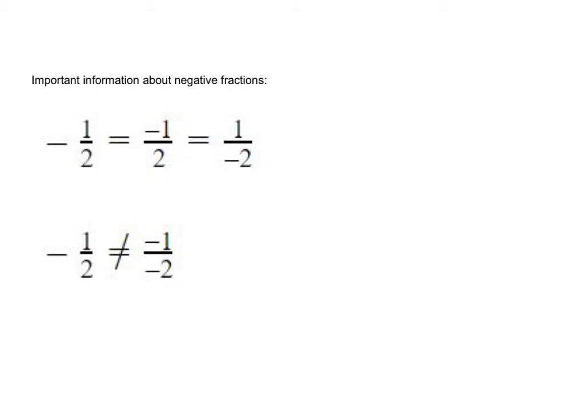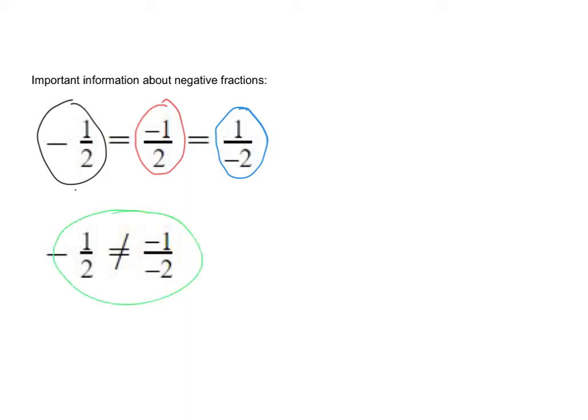An important note about negative fractions. If you are given a fraction that is negative, you can have the negative sign on the entire fraction, like the first example, or you can have the negative on the numerator, like the example in red, or you can have the negative symbol on the denominator, like the example circled in blue. However, a negative fraction would not equal a -1 over a -2, like the example below.